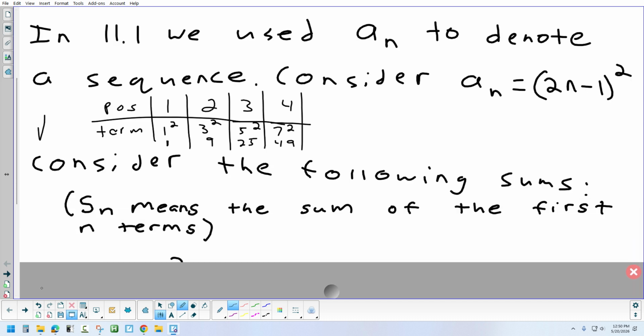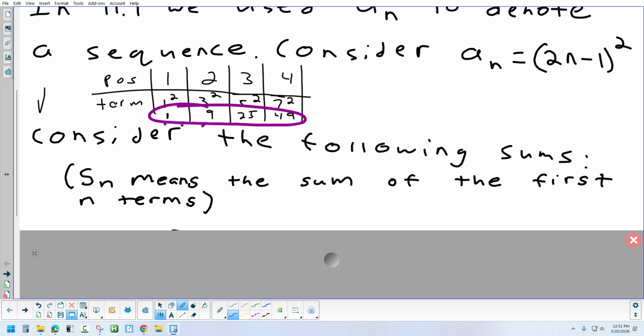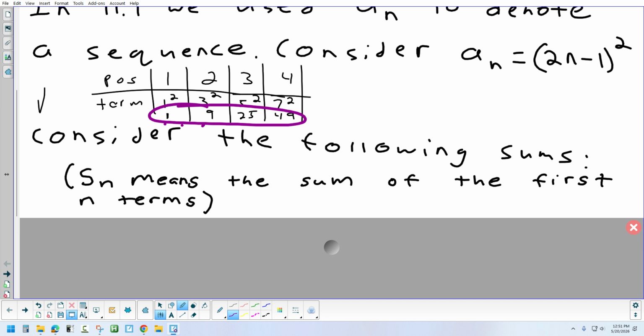So now what I'm going to look at is adding these numbers together: 1, 9, 25, 49. I'm going to start by adding just the first number. Then I'll add the first 2, the first 3, and then the first 4. And we're just going to write down those different answers. The notation that we're going to use is S sub n. That's an S, not a 5. S stands for the word sum.